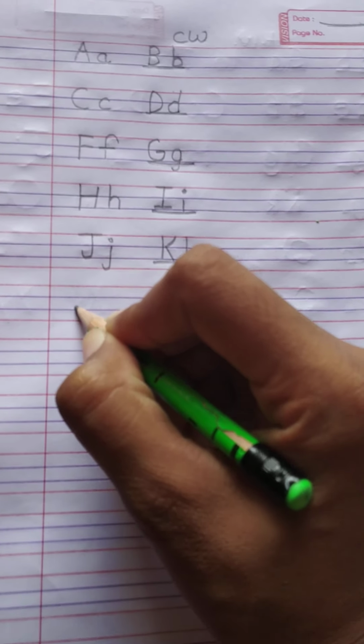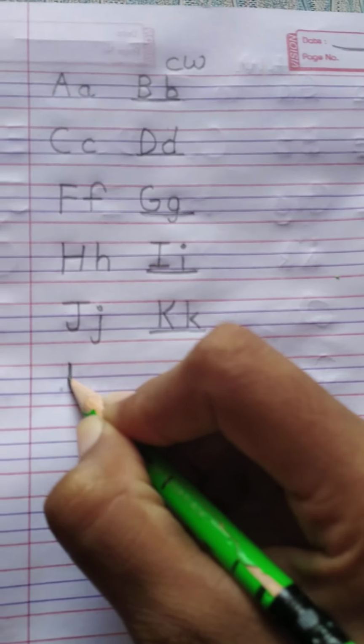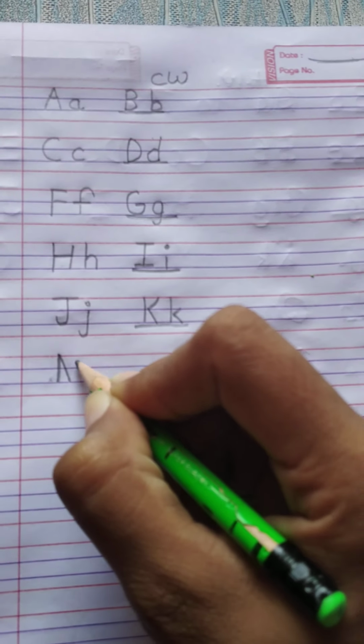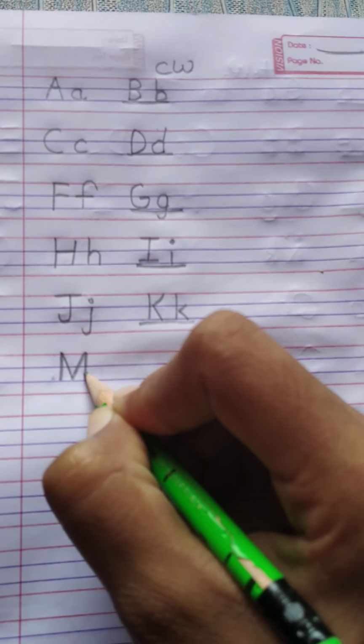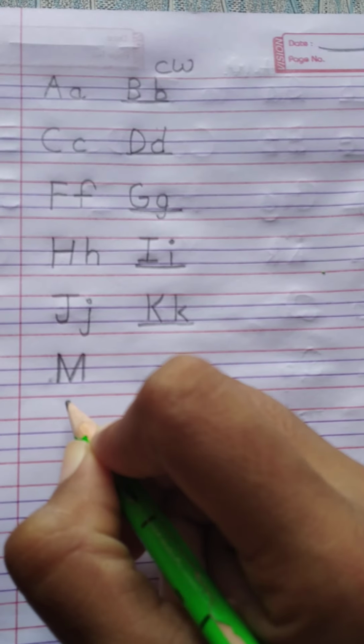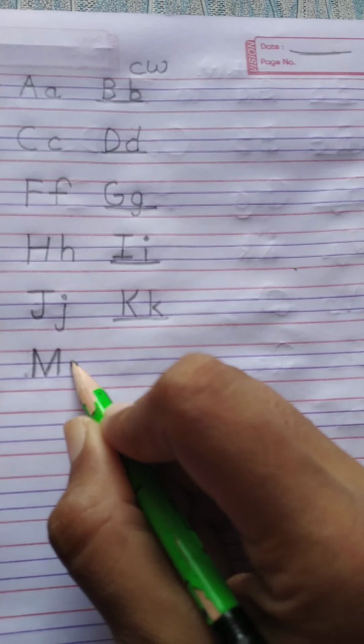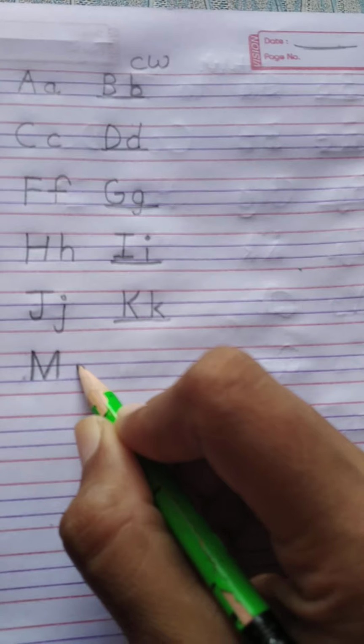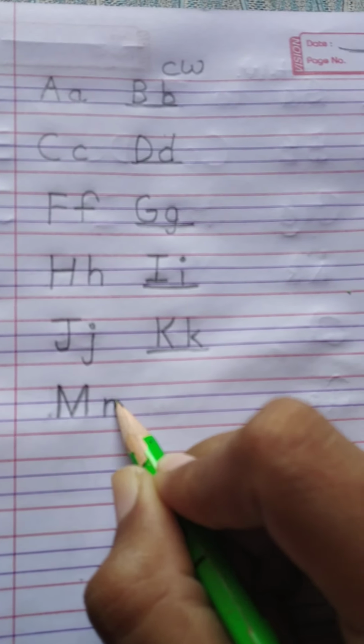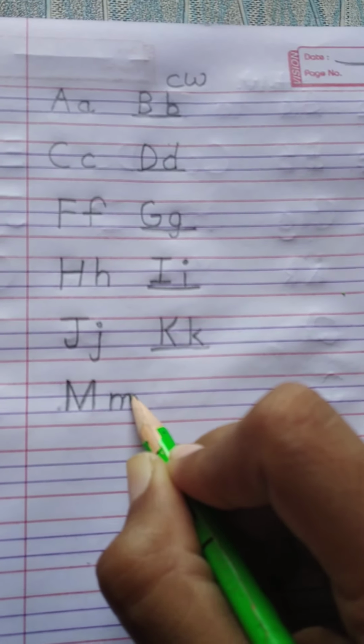Start from red line to blue line. Standing line, slant line, again slant line, and standing line. This is capital M. Now small m, in which line? Blue line. Standing line, curve, standing line, curve, and standing line.